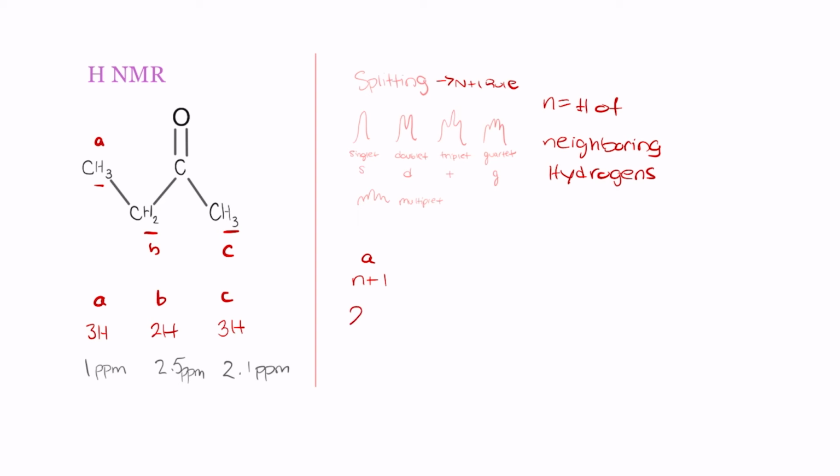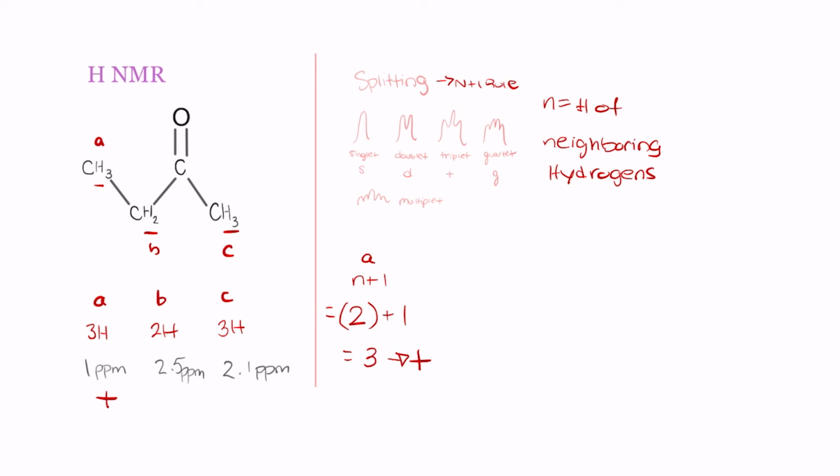So let's go ahead and insert 2 for N. So it's going to be 2 plus 1. We're going to get a total of 3. So our signal is going to split and become a triplet. So signal A is going to appear as a triplet on our HNMR.